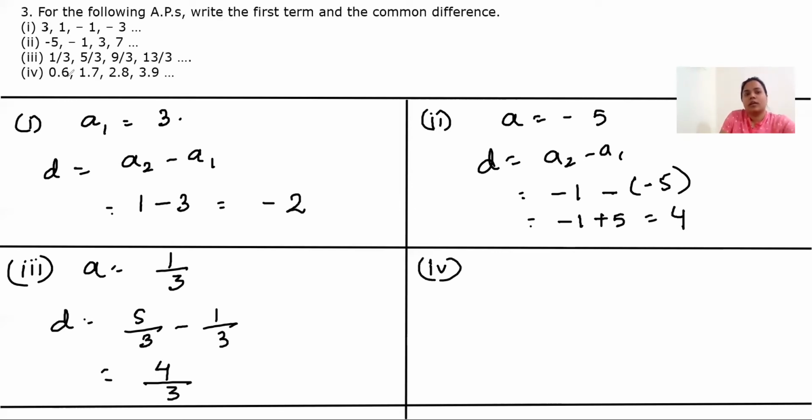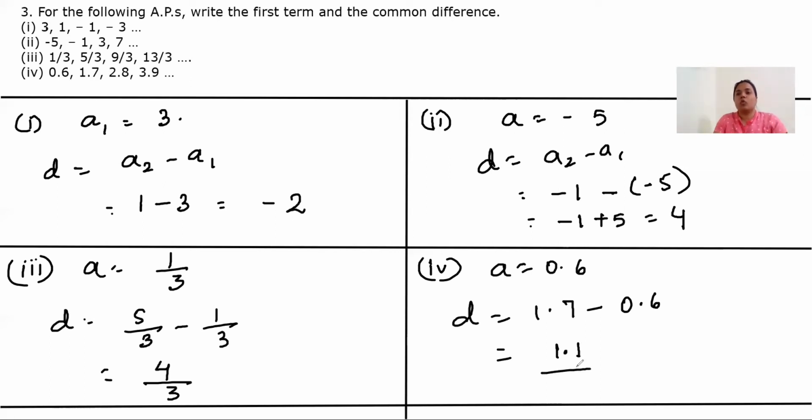In the fourth one, A is 0.6 and D is 1.7 minus 0.6. This will be equal to 7 minus 6, 1. 1 minus 0, 1. So D is 1.1. If you want to check your answers, you can do A3 minus A2, A4 minus A3 to check whether you are getting D as same or not. But if it is written in the question, for the following APs, it is already mentioned in the question that these are APs. So no need to check. In that case, D always will be the same in all of the cases.